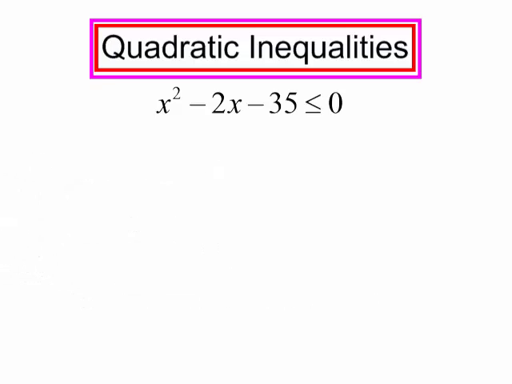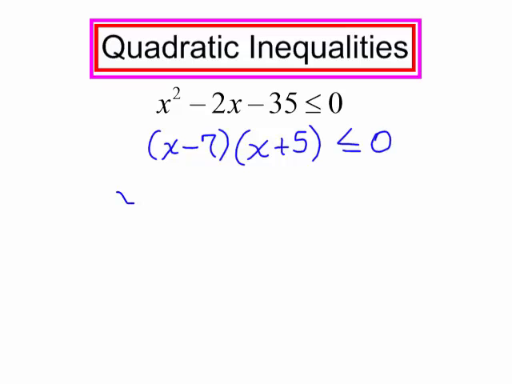So let's begin by factoring this. This will be x minus 7 times x plus 5. And then I will solve this as if it was an equation. X minus 7 will equal 0, which means x will equal 7. Or x plus 5 will equal 0, which means x is negative 5. So these are my boundary numbers.